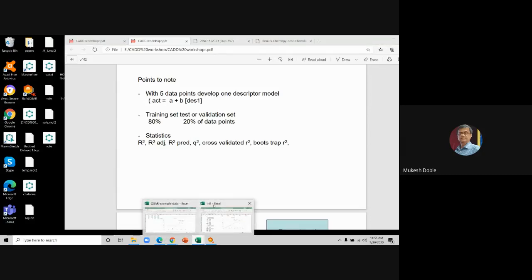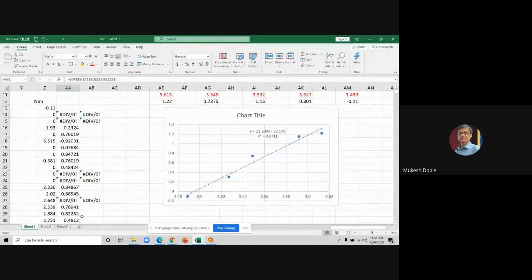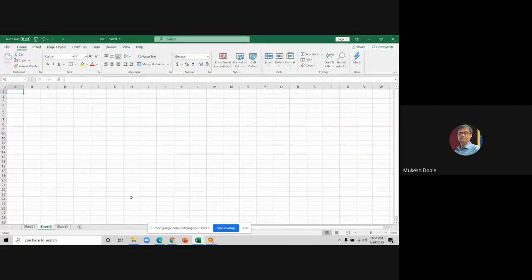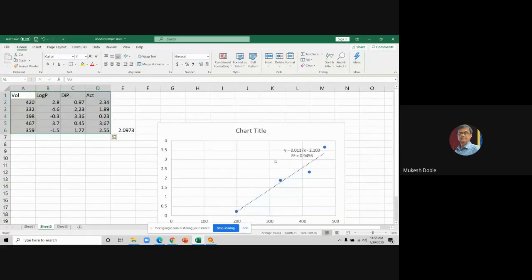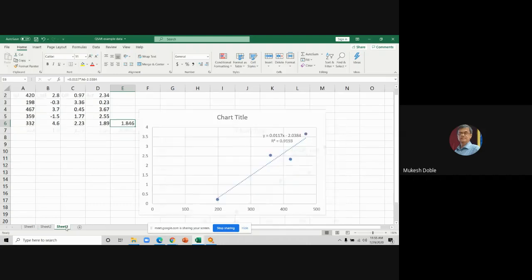Unfortunately, although the fitting is good, you can see nice fitting, the prediction is bad. But when I remove the 2nd data point and use first, third, fourth, fifth, and then try to predict for the 2nd data point, the prediction is very good. Okay, 1.8 and 1.8. So you may have to do these types of studies also.